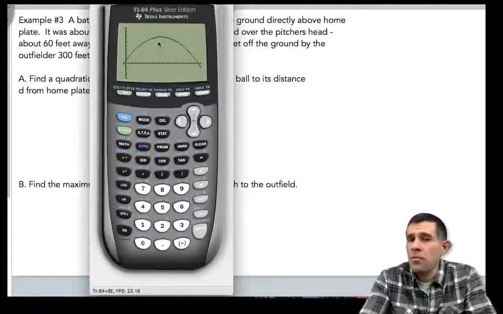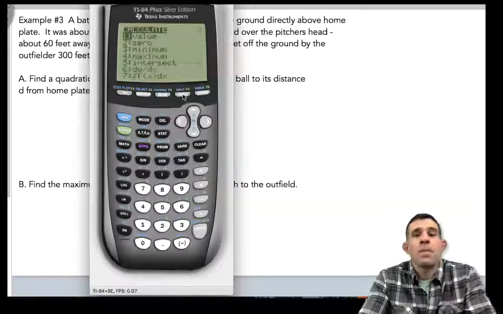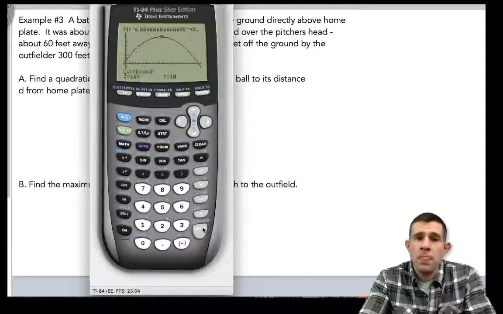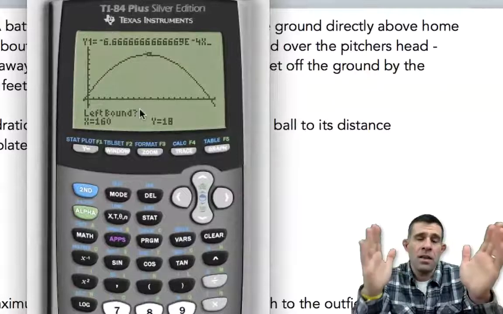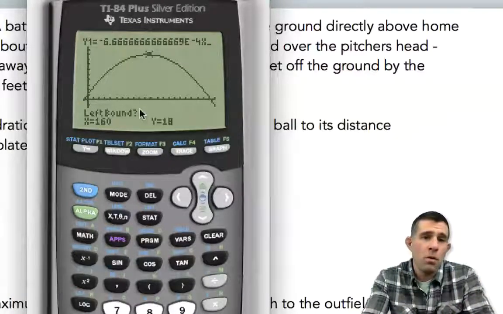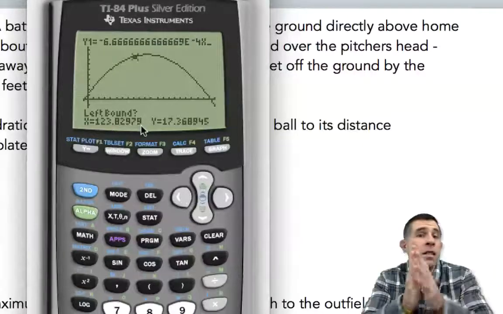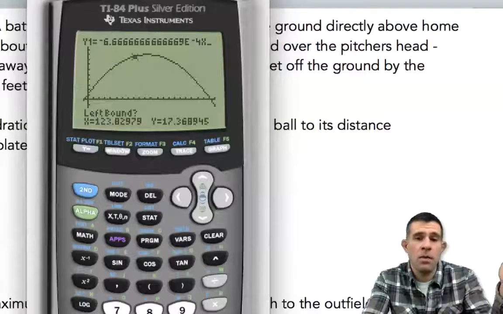Now we want to find the maximum height that ball reaches. So in order to do that, we can use the calc function, which can be found under second function, trace. And we're going to go down to maximum. So select maximum. And now what you'll notice is that your calculator is asking you to box in where that maximum point occurs. So it says left bound. We're going to use our thumb pad here to arrow left and right. So left bound means to put your cursor on the left of that maximum point and press enter.